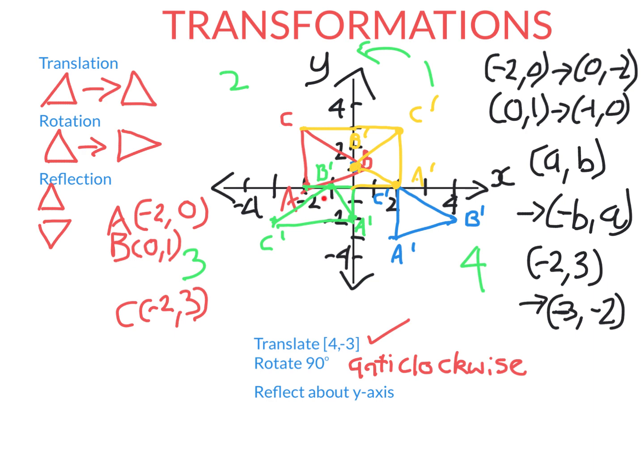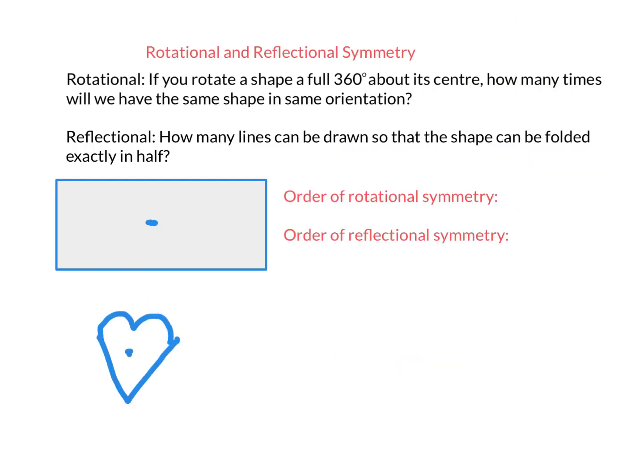and the green is a rotation of the original shape. Let's now look at rotational and reflectional symmetry. So two types of symmetry, rotational and reflectional. So when you're asked if a shape has rotational symmetry, you're asking if you rotate a shape a full 360 degrees about its center, how many times we have the same shape in the same orientation.